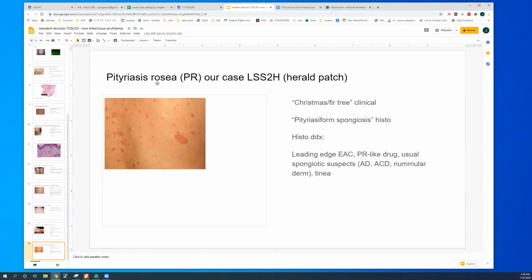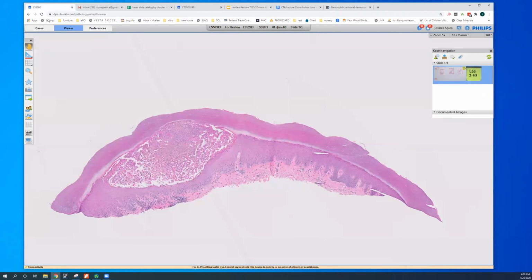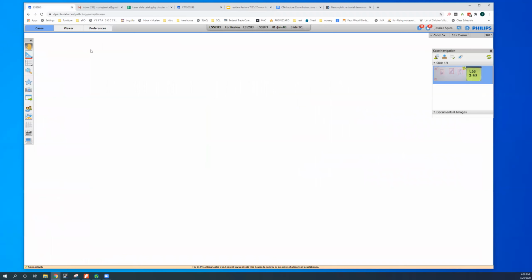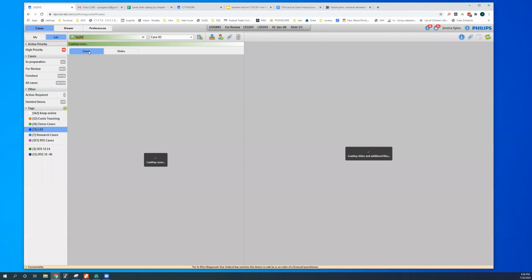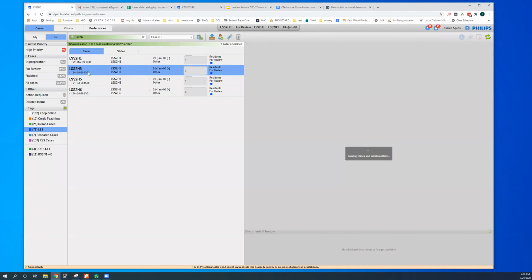All right, that leaves us with our last entity in this first half of the chapter, which is pityriasis rosea. We've all seen it, the Christmas tree pattern clinically. And what we see histologically is what we call pityriasiform spongiosis. I'm going to show you that now. This was actually Brian's case recently. This is a herald patch.